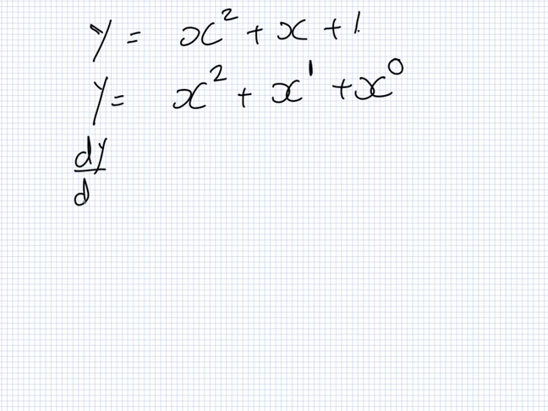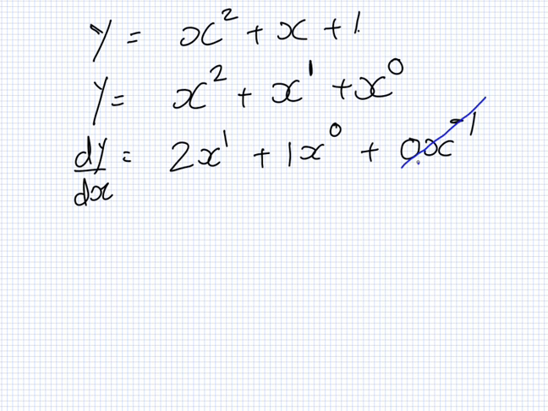Now we can use our first rule. dy dx, the derivative, equals 2x1 plus 1x0 plus 0x minus 1. But you don't care about this one because it's 0. And what's x to the power of 0? It's 1. And what's x to the power of 1? x. So the answer is 2x plus 1.